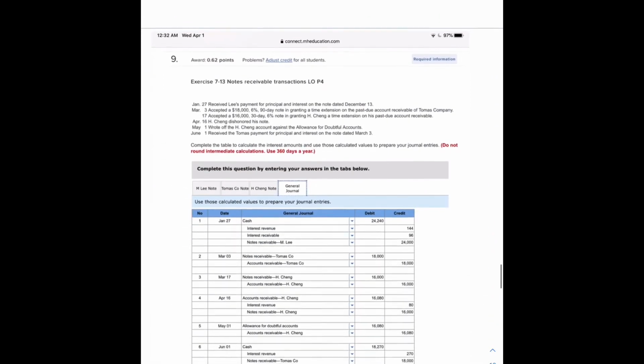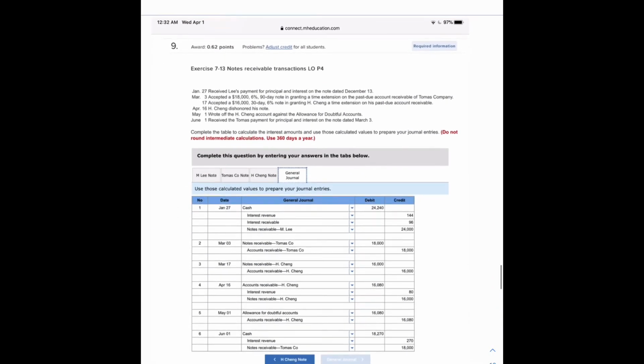Now in my general journal, we're going to look at the journal entries that need to be made on each date. On January the 27th, we received interest and principal on the original note that we had given to Emily. In this case, the amount of cash we receive is actually going to be the last thing we can calculate, unless we want to do it a little bit differently. But we're not going to worry about any other methods to get to this number. I'm just going to show you the easiest way to get there.